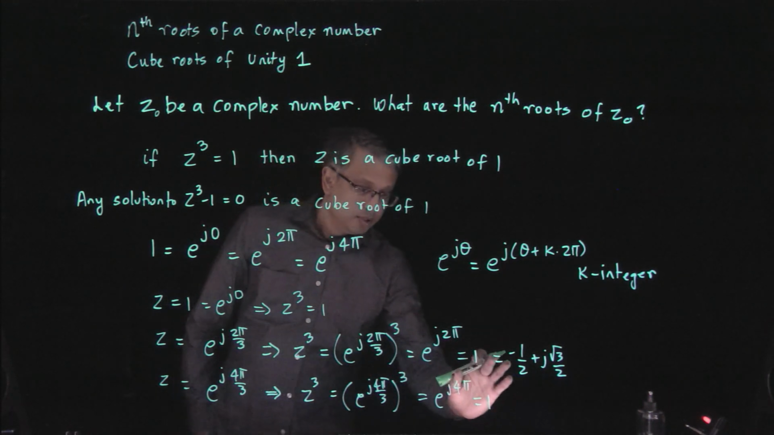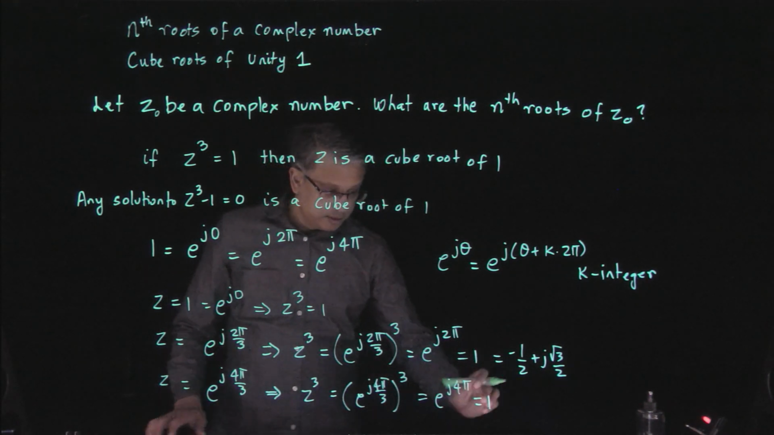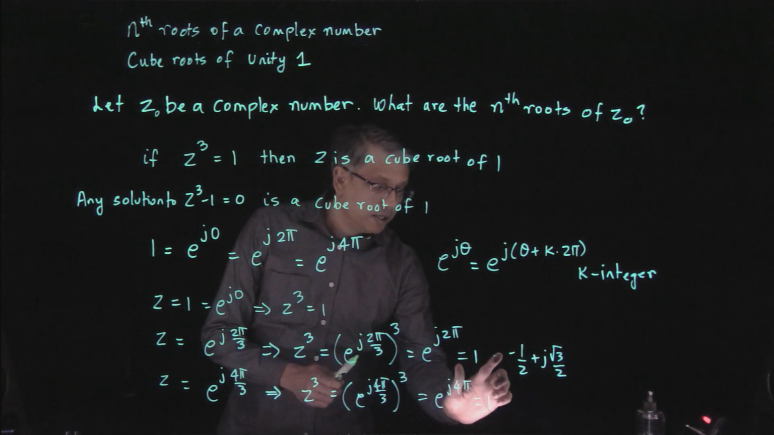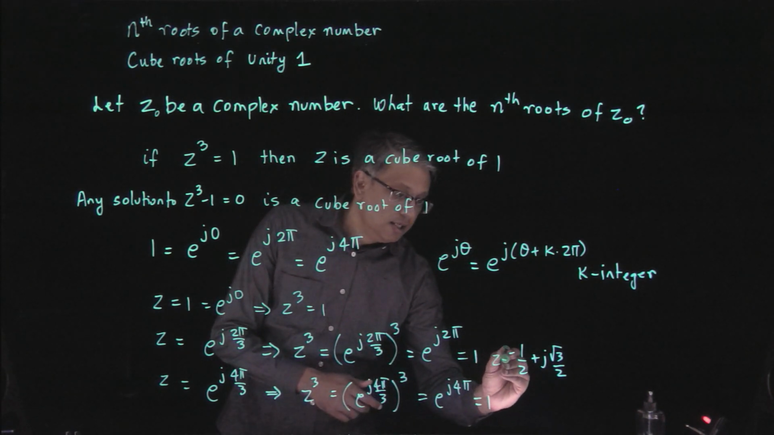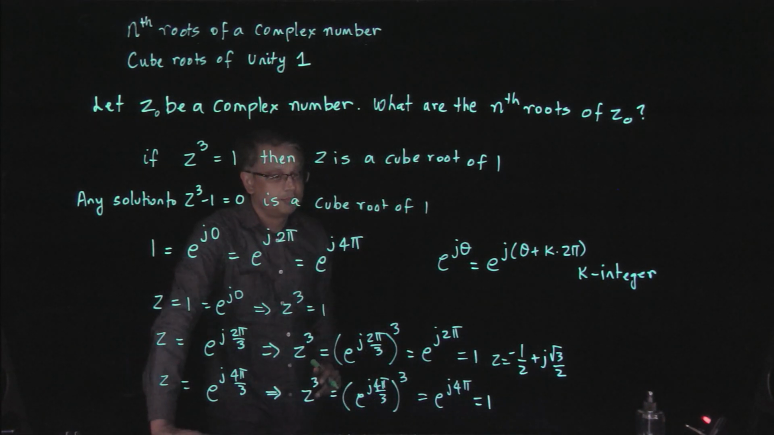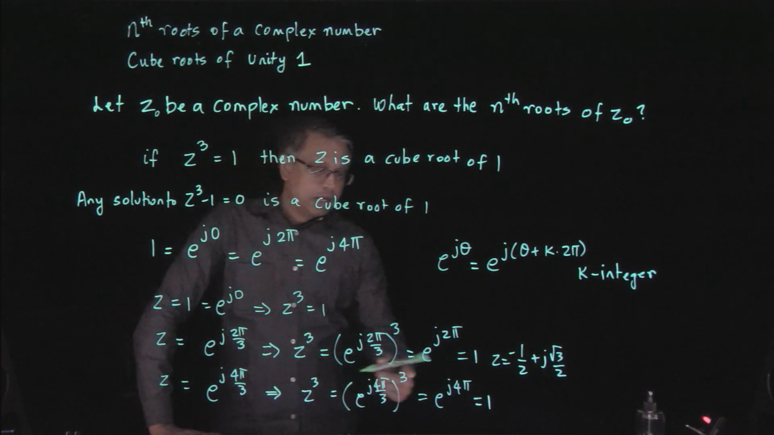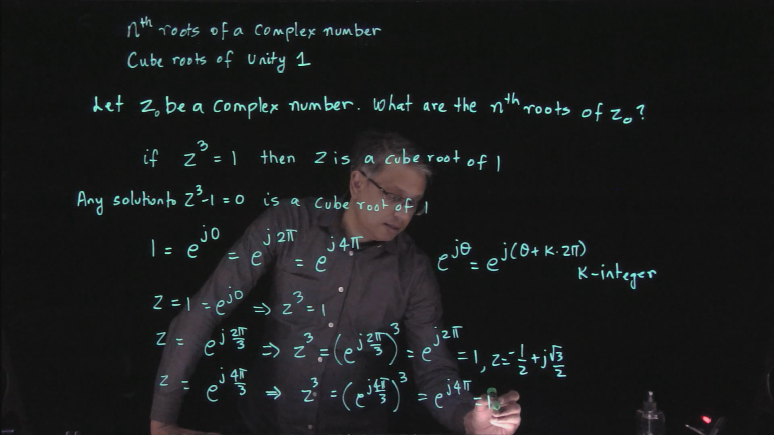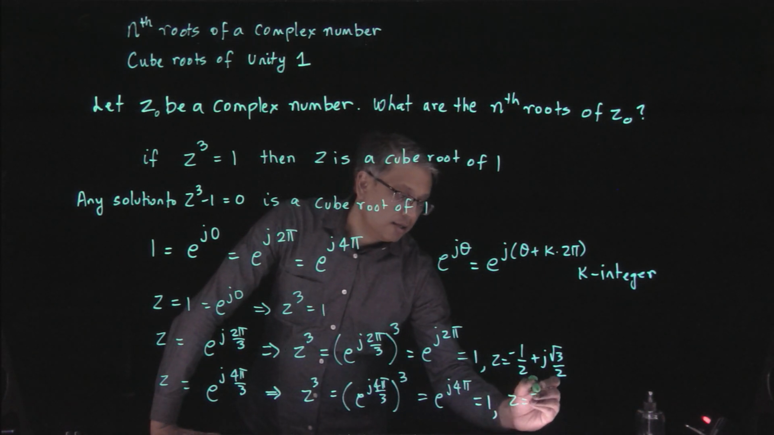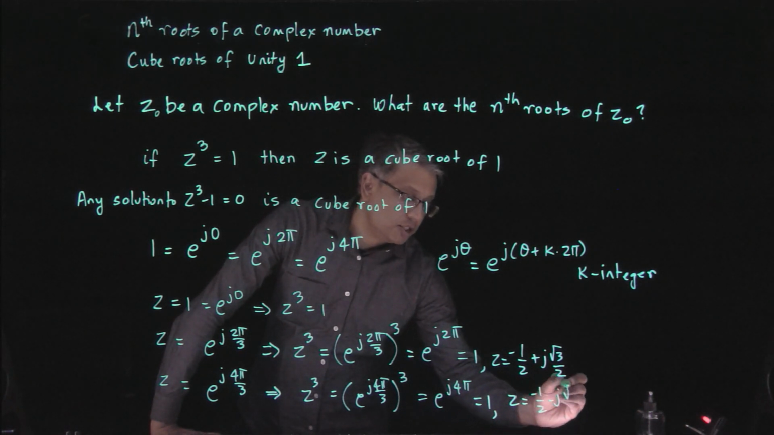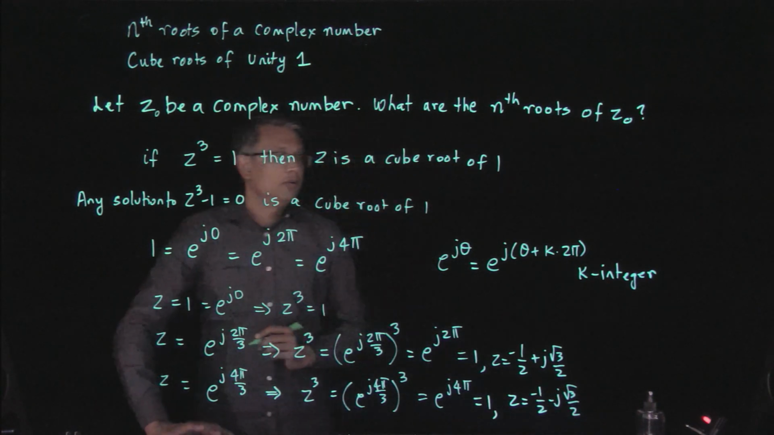Oh, I need to be a little bit careful here. So what I meant was z is equal to negative 1/2 plus j times square root of 3 over 2. And in this case, you will see that z is negative 1/2 minus j times square root of 3 over 2.